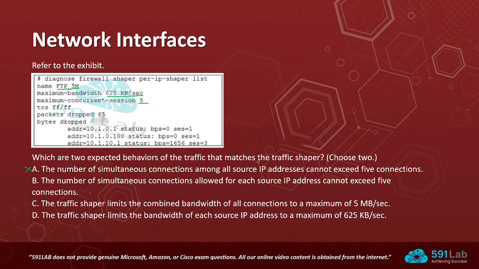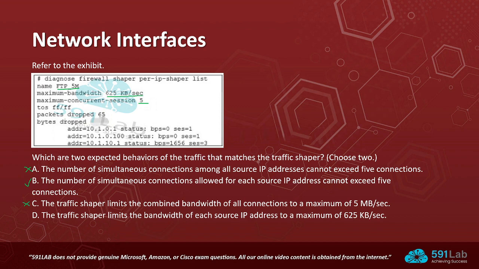And the letter B, the number of simultaneous connections allowed for each source IP address cannot exceed 5 connections. Yes, this one refers to the concept that I told you before. And the next one, the traffic shaper limits the combined bandwidth of all the connections to a maximum of 5 megabit. So as we saw there, our maximum bandwidth is not 5 megabit. So this one is not correct.